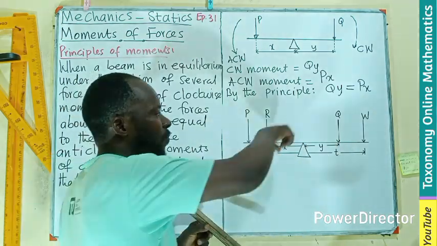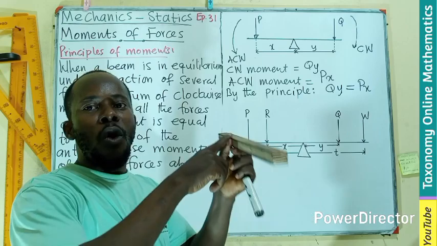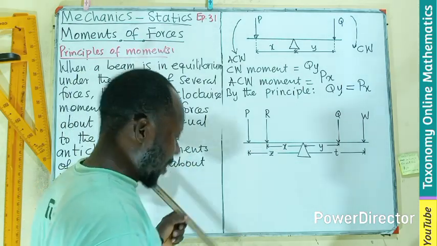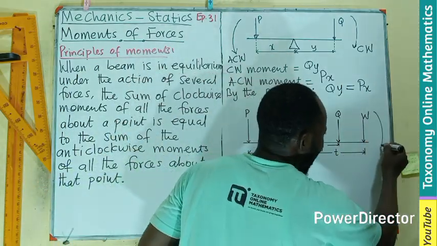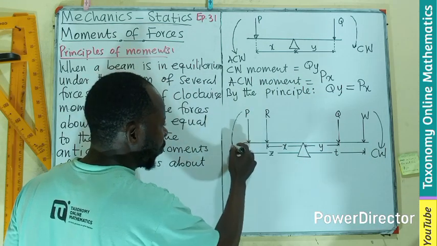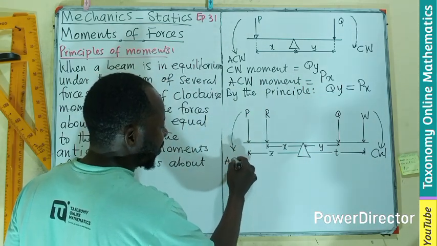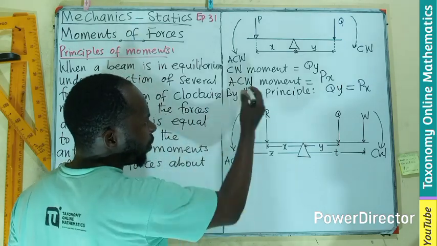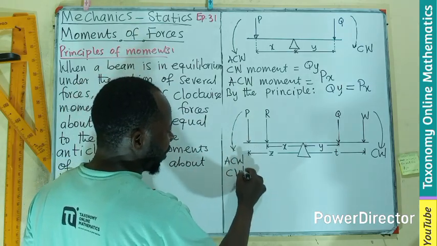So here we are applying forces on different levels of the beam. What are we going to have? This is going to be the clockwise direction, and this is going to be the anti-clockwise direction. So let's look at first the clockwise moment.